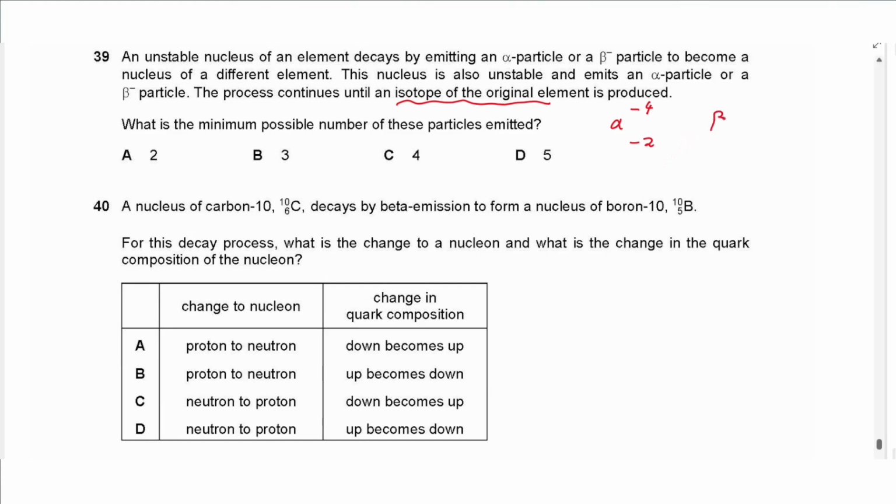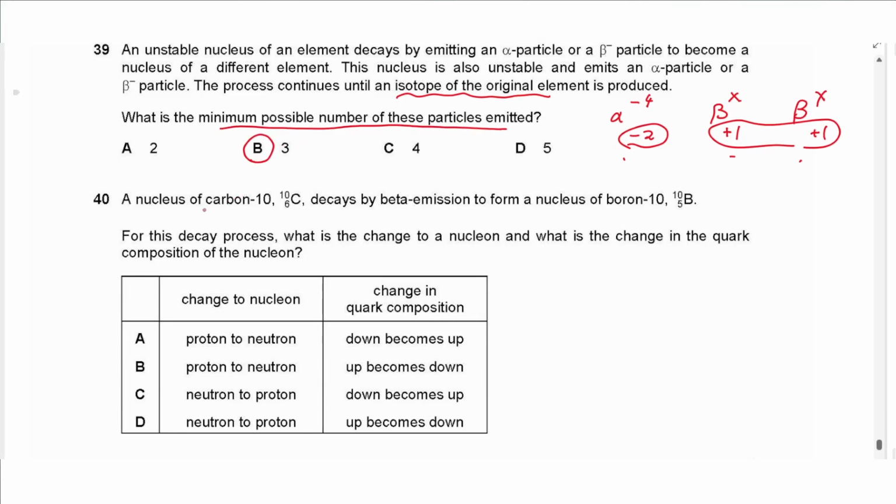But each beta negative emission doesn't change the upper number and increases the lower number, the proton number, by 1. So we need 2 beta particles to be emitted to return to the original value of the proton number. So we have 1 alpha and 2 beta emissions. So the minimum possible number of these particles emitted is 3. So we choose B.